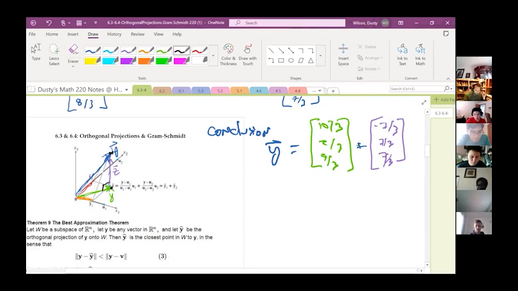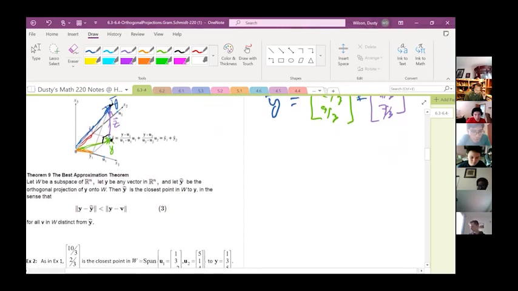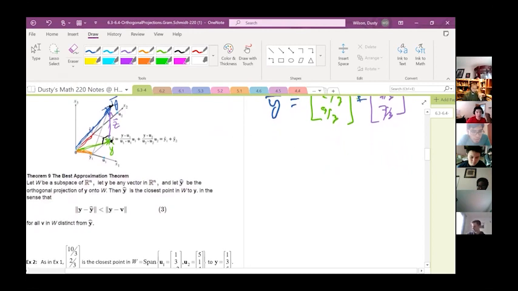Yep, we broke our vectors into components. And so this next theorem kind of gets at this idea of closeness. So it says, let W be a subspace in Rn, let Y be any vector in Rn, sort of like the one above it. And let Y hat, that's our green vector, be the orthogonal projection of Y into W. So then that Y hat is the closest point in W to Y.